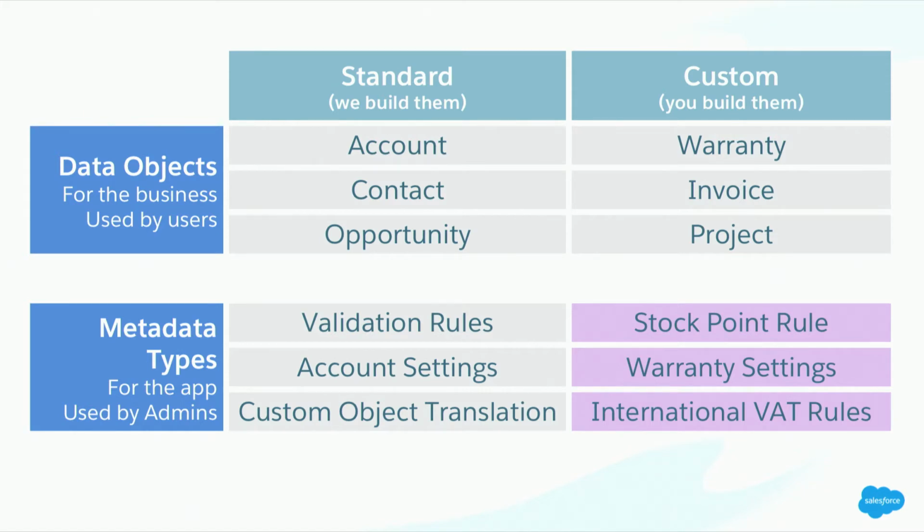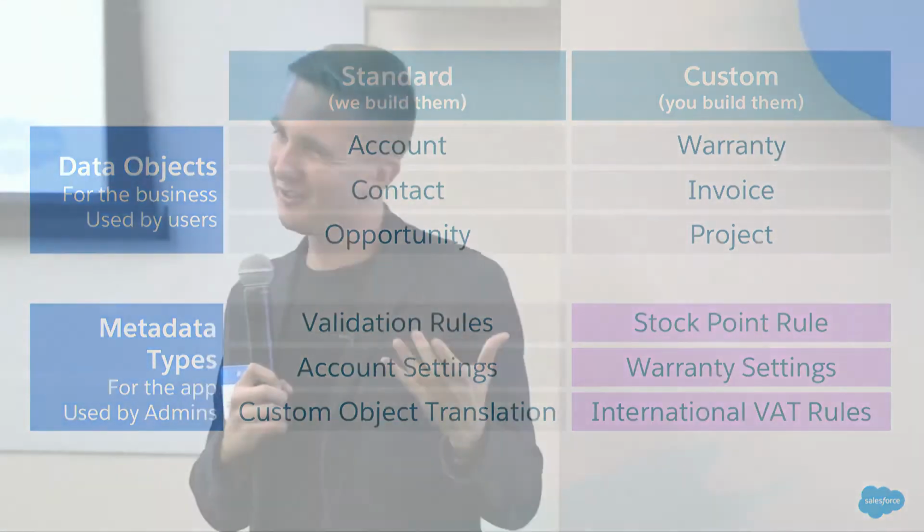And then there are metadata types. We don't necessarily talk about standard metadata types, but in fact, validation rule is a perfect example of a standard metadata type. It defines the logic. It has nothing to do with your business data, but it defines how the business data is being processed. And now, for 2 years, we have custom metadata types. You can use those for things like stock point rules, warranty settings, international VAT rules, all kinds of switches, mappings, everything that you need to have in order to make your app run.